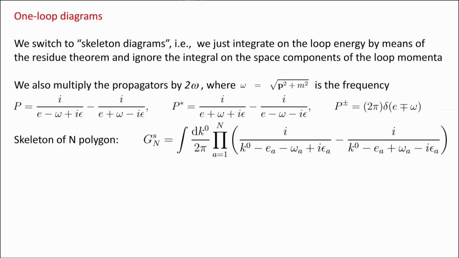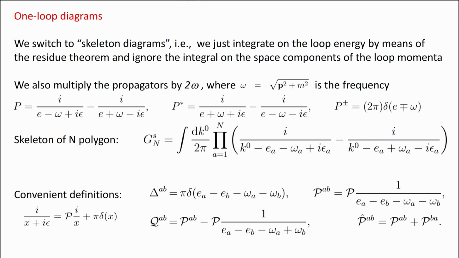For example, an n-polygon, which is the loop diagram with n internal legs, will be this product of vertices. K0 is the loop energy. I integrate on the loop energy and I do not integrate on the space components of the loop momentum.